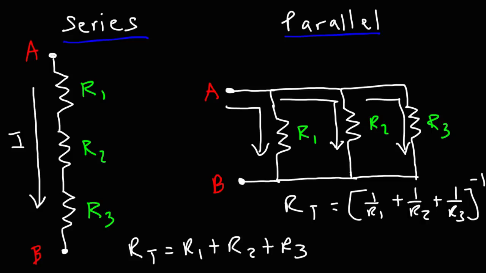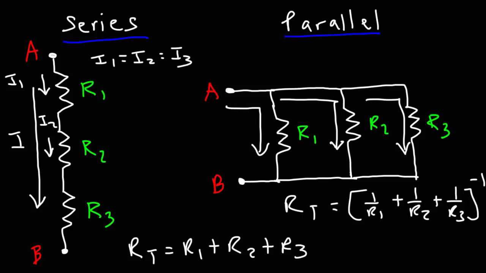Now there are some other important things to take into account here, because in a series circuit, the current flowing through each resistor is the same. So the current flowing through R1 is called I1. The current flowing through R2 is I2. Each of these currents, they're the same current. I1 is equal to I2, and that's equal to I3.